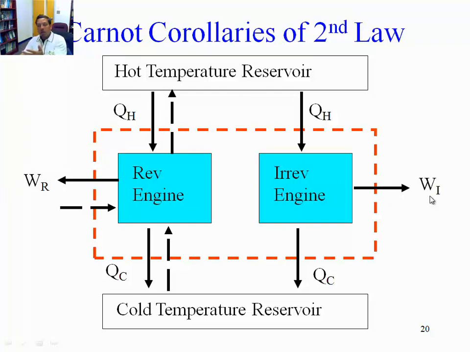Either the net amount of work is less on an irreversible cycle, or the net amount of heat that you extract from the hot temperature reservoir has to be more. And that would lead to a lower efficiency. Remember, the efficiency is W divided by Qin, which in this case is QH. W divided by QH. So that is the first corollary of the second law of thermo as enunciated by Carnot.